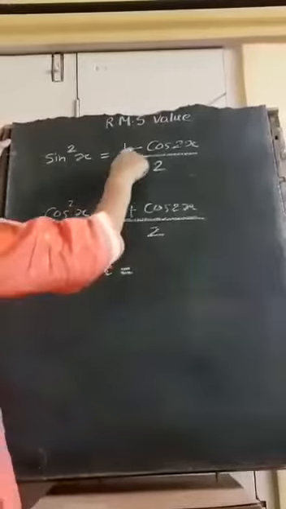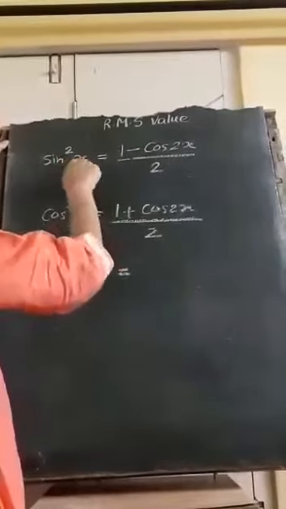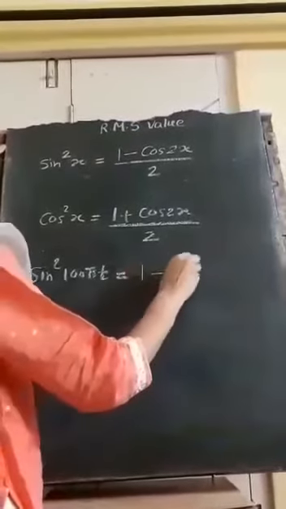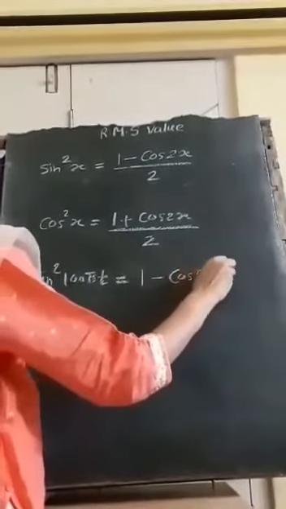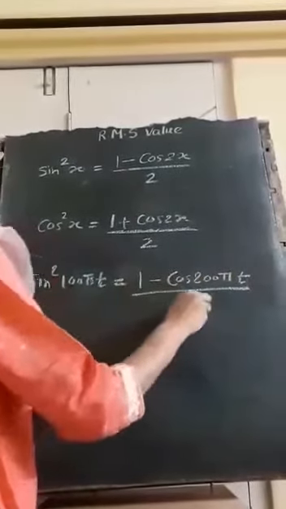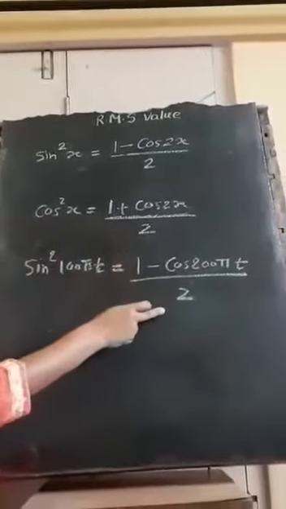Then what will be the formula? Whatever is the angle, you have to do double of that angle. So it will be 1 minus cos 200 pi t by 2. Is the formula clear to everyone?